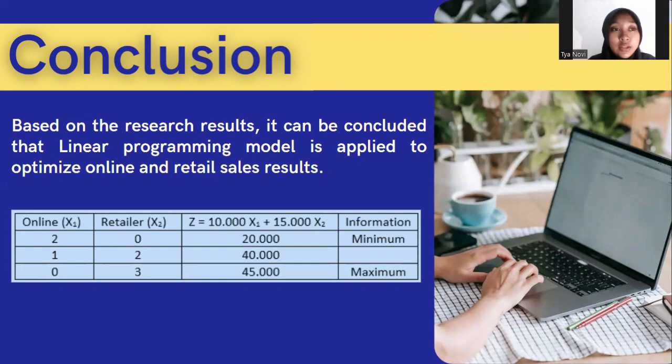Okay, and finally, we get the conclusion. Based on the result, it can be concluded that the linear programming model is applied to optimize online and retail sales results by selling the product with X2, or retailers, as many as 3 units without having to sell X1, or online, so we get the maximum income. The maximum that can be obtained by CV is as big as 45,000. But if you want to sell using two methods, X1 and X2, or online and retail, we'll get 40,000.